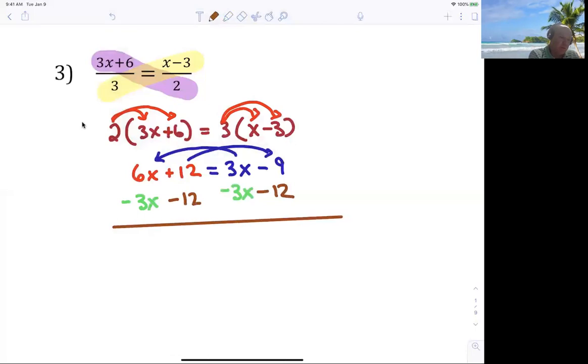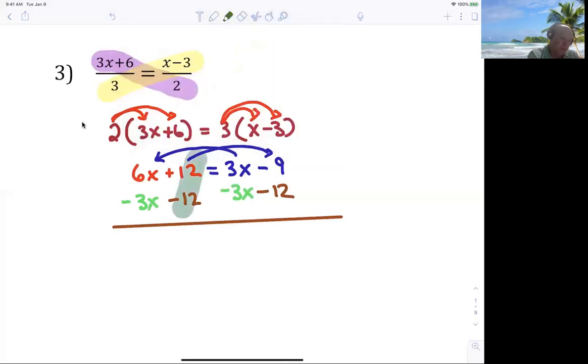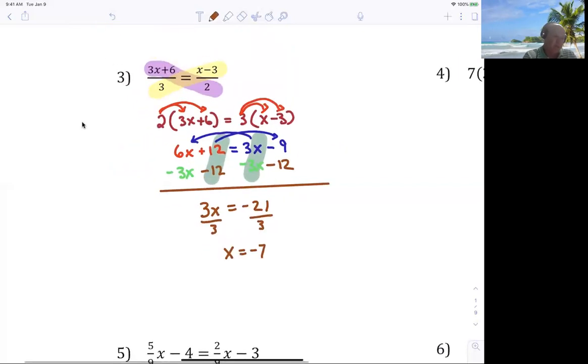Now again, the reason why we do that is because now the variables are all together and the numbers are all together. These guys cancel out, and now you just ask yourself, 6x minus 3x, 3x. -9 minus 12 is -21. Divide both sides by 3, x equals -7. All right, there's your answer for number 3.